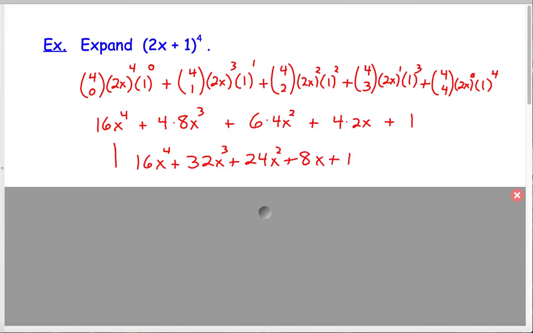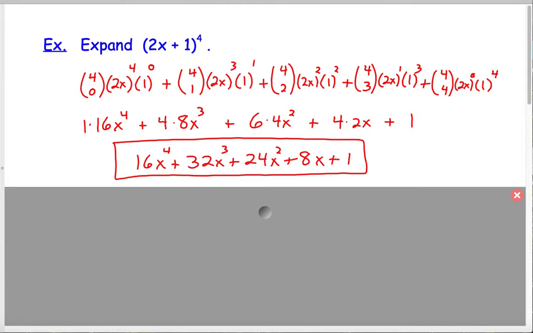Now notice the coefficients here, 16, 32, 24, 8, and 1. Those don't come from Pascal's triangle, but the numbers 4 choose 0, 1, that was from Pascal's triangle. So it's only this that's coming from Pascal's triangle. But because we have our term here with a 2, that throws off what our final result is for our coefficients. And that's why there's not a symmetry involved there.